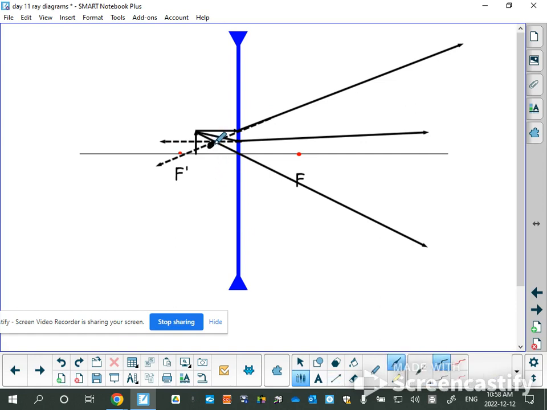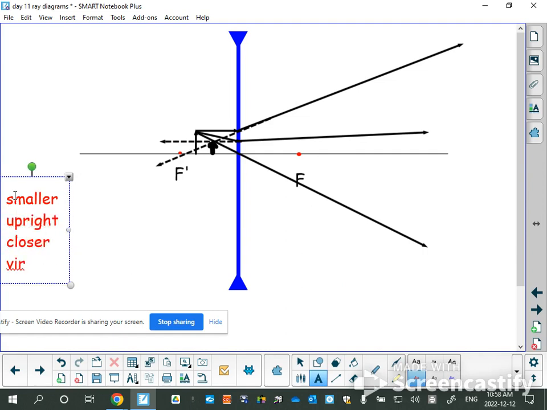I'm going to put in my image. I get a small upright arrow. So just like the other one, remember diverging lenses always give the same characteristics. It's smaller, it is upright, it is closer, and it is virtual. So I can name my characteristics. Basically, that's how we do it.